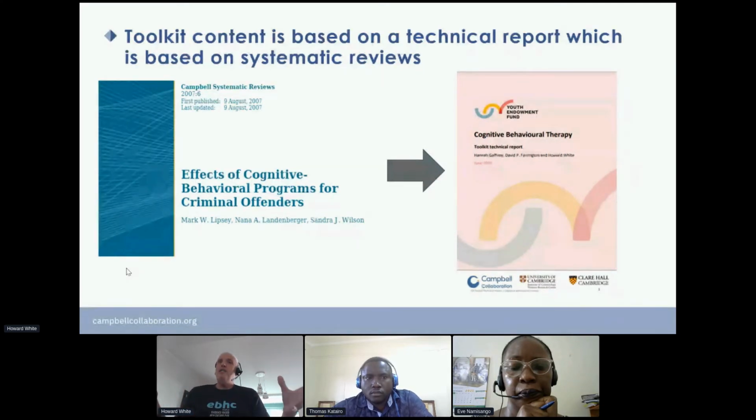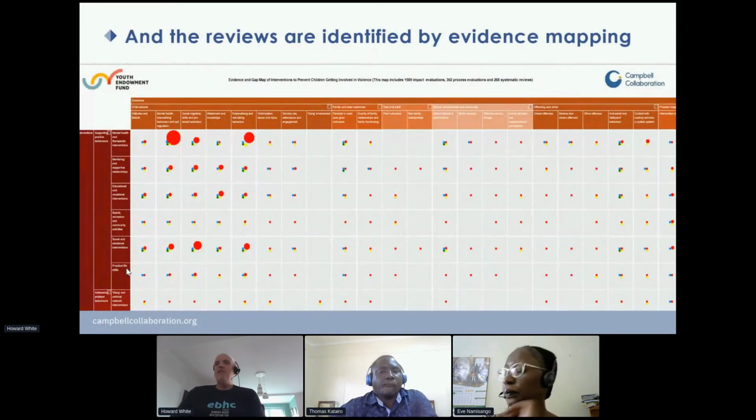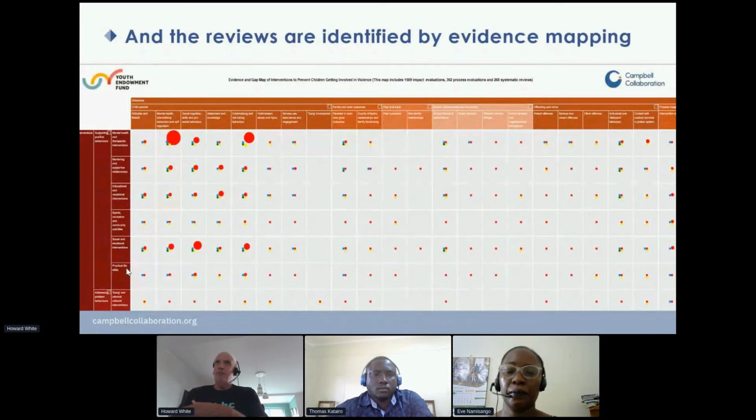Where did we find these reviews? Well, prior to starting on this work with YEF, we did an evidence and gap map. And I'm assuming everyone here knows what an evidence and gap map is. The evidence and gap map has over 2,000 studies, of which over 200 are systematic reviews. So we've got around 250 systematic reviews in this map. So when we decide to use a particular approach, we say, okay, what reviews have we got? How well do they fit our scope?